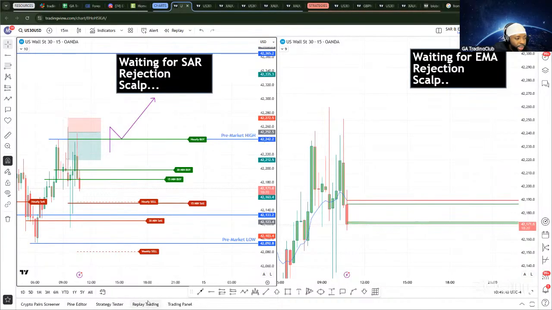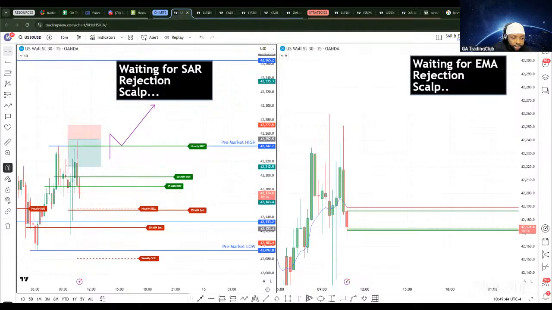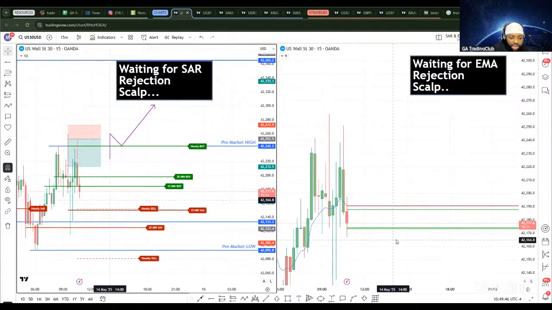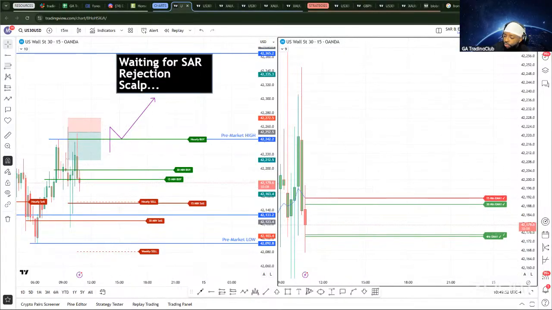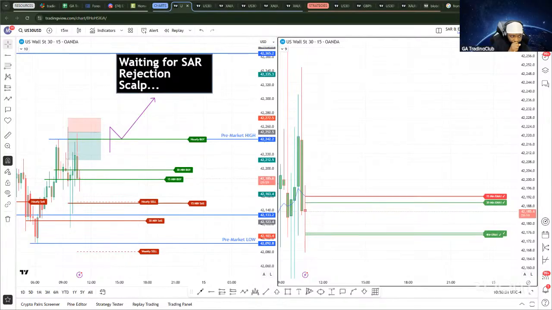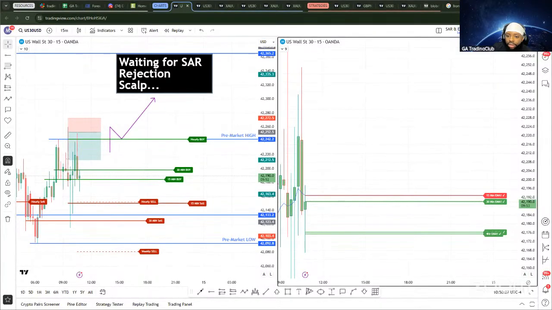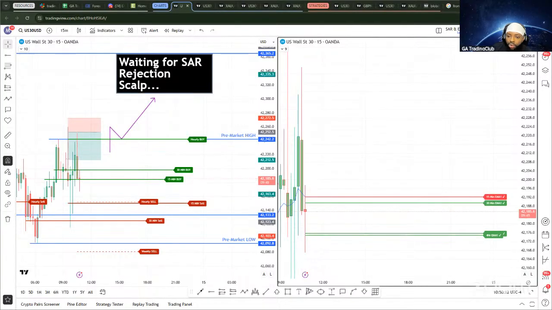The only way we can get an entry here is if we get an SAR entry, because we are not going to get an EMA entry. We already had a 15-minute closure, and by the time the next 15-minute closure comes, it's going to be literally at 11. So I'm not taking any trade that validates at 11. The only trade we can have here is maybe an order block trade, but even today we were far away from the order blocks.